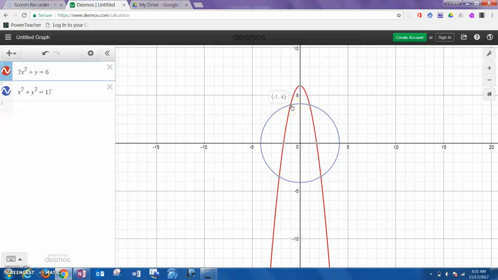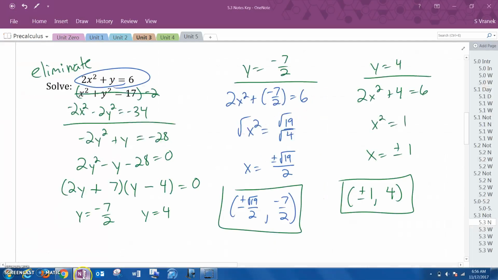Negative 1, 4, 1, 4, this weird decimal at negative 3.5, and then that weird decimal is square root of 19, and that weird decimal is the negative square root of 19. So hopefully you visually see what we just found. We found all 4 intersection points between the parabola and the circle. Okay, so again, here are your solutions. You can pause the screen if you need to write more. Otherwise, we're done. I have 2 more to do with you guys tomorrow.